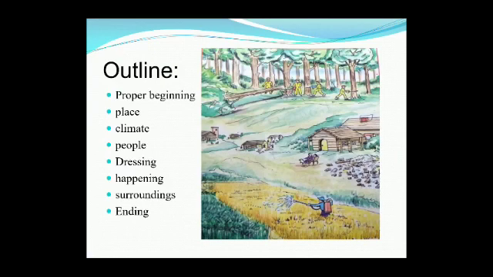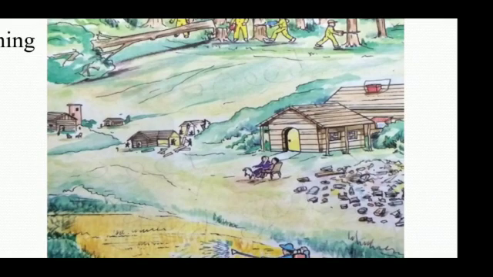Then the people, then their dressing, what the people are doing, that is, what is happening, and what is happening in the surroundings. For example, what is the surrounding of the area where the people are working? I'll give you an example from the middle part of the picture. The surrounding is very dirty. The people are sitting on the bench over here, but the surrounding is very dirty because there's a lot of garbage over here.